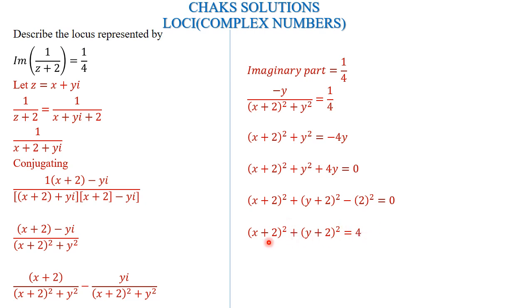So this is the equation of a circle with the center of minus 2 and the radius of square root of 4. So the locus represents a circle with a center at minus 2 and the radius of root 4, which is equal to 2. So that's the locus that is being represented by Im(1/(z+2)) = 1/4.